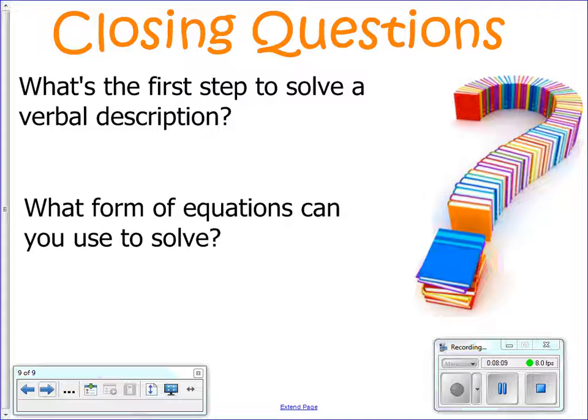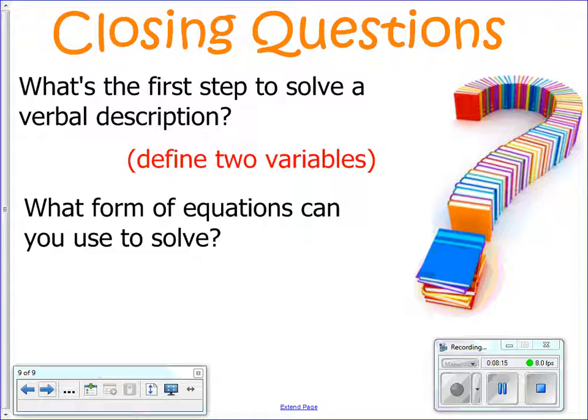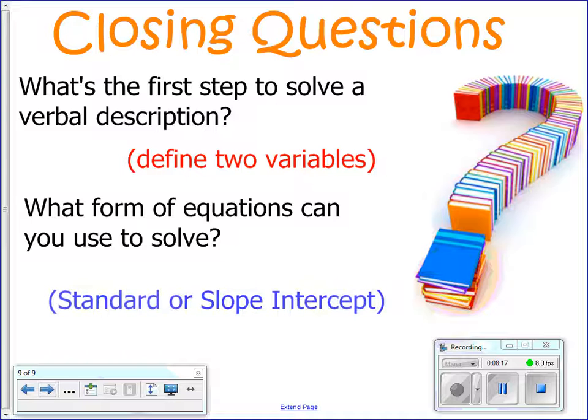What's the first step to solve a verbal description? Define your 2 variables. What form of equations can you use to solve? Standard or slope-intercept?